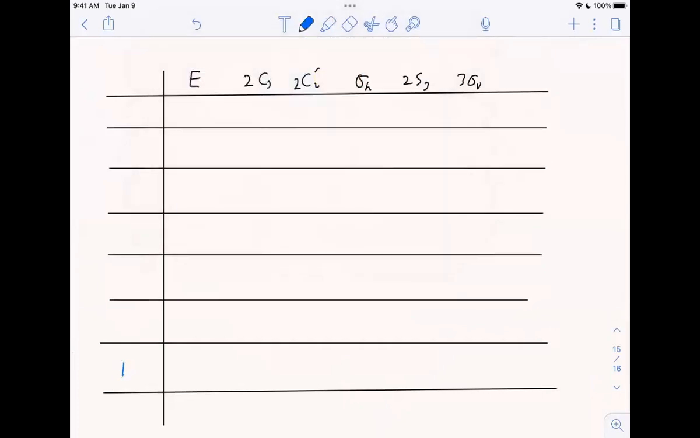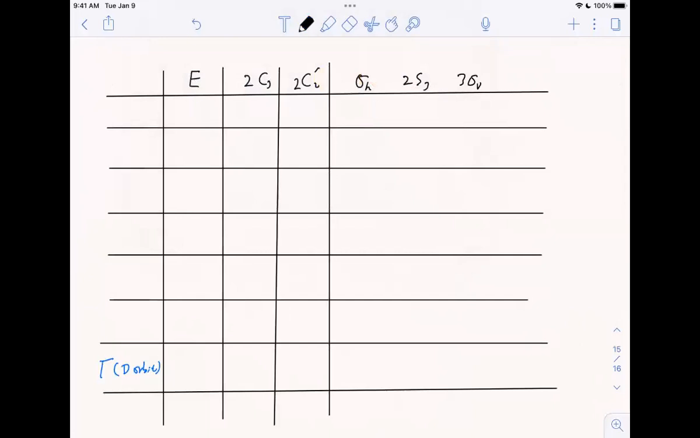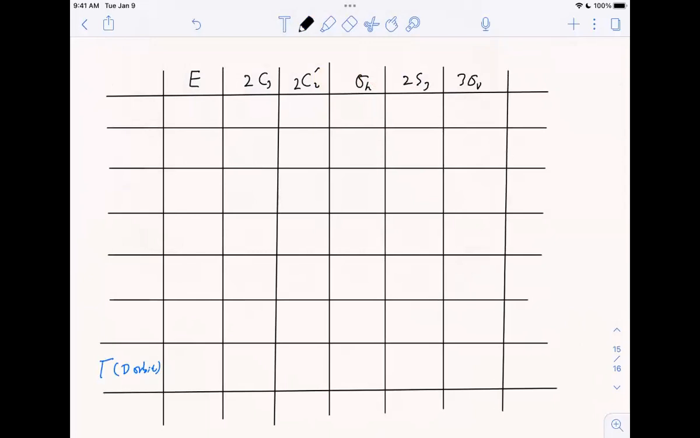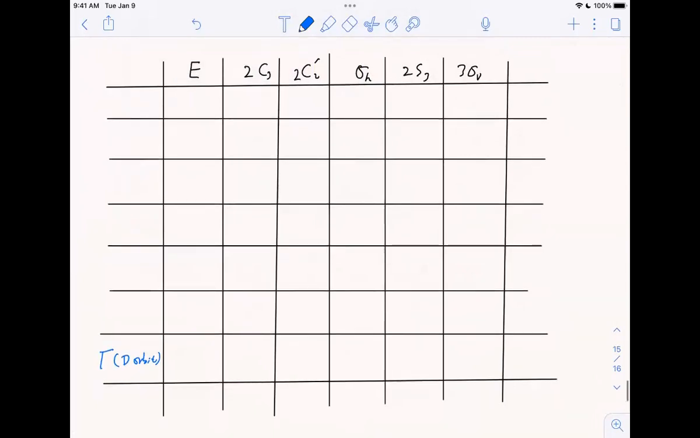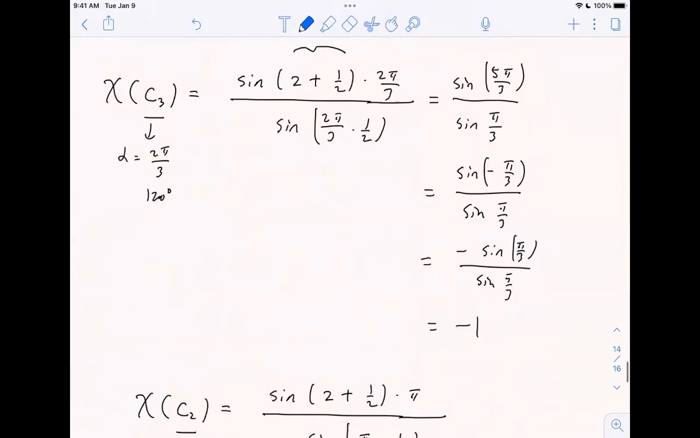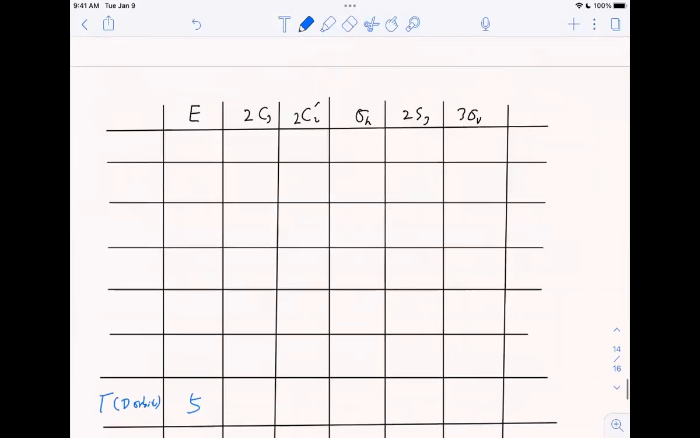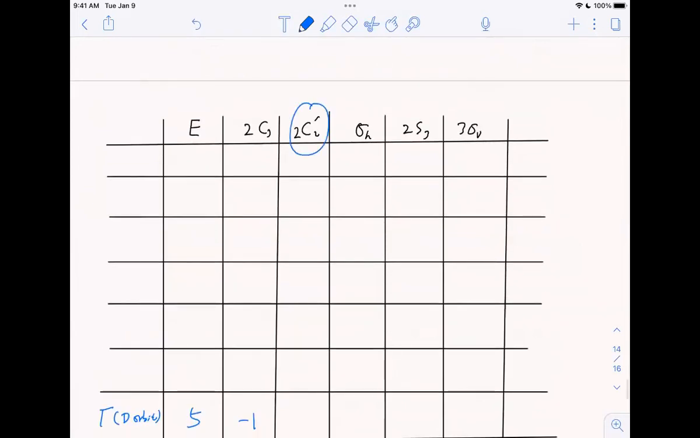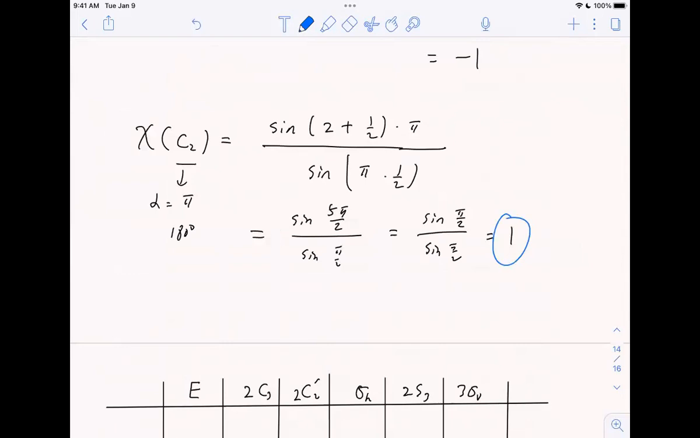For my d orbital, it is a 5 times 5 representation. Let's fill in the character. This one is 5 because of the identity matrix, like 1, 1, 1, 1, 1. This one we already calculated: this is -1, because for any 3-fold rotation you get -1. This one is the 180 degree rotation, so we get 1.